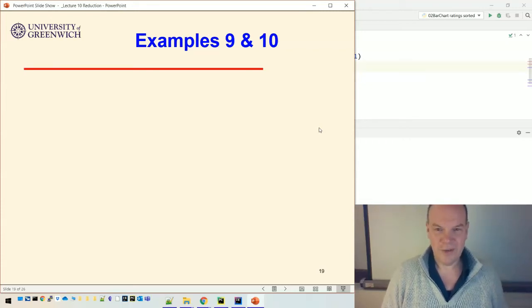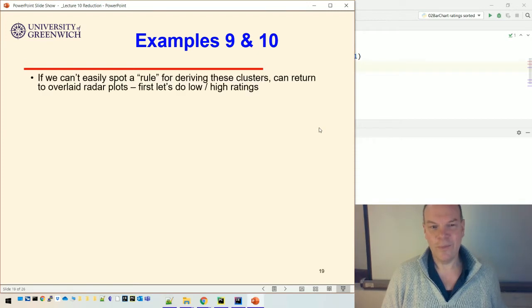Okay, so we've got this clustering, but we don't really know what represents those two clusters. And if that's the case, if we can't easily spot a rule for deriving what those clusters mean, we can return to overlaid radar plots. First, let's do this for the two clusters that we do understand, to make sure that this gives us a sensible picture.